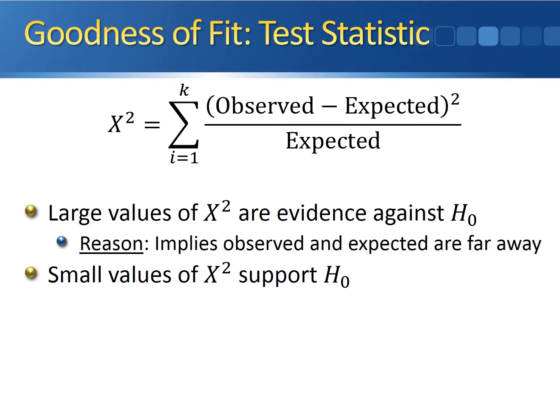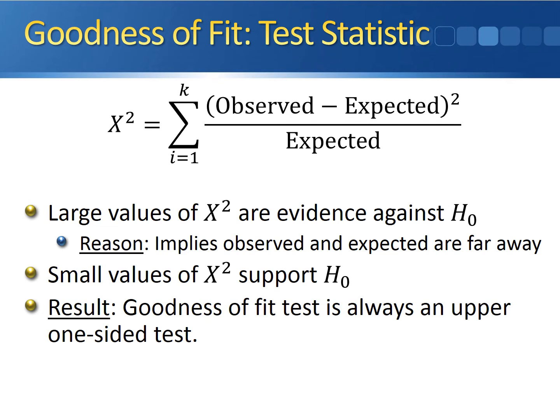On the other hand, small values of X squared support the null hypothesis. Small values of your chi-squared test statistic imply that your observed counts and expected counts are relatively close together. As a result, the goodness of fit test is always going to be an upper one-sided test.